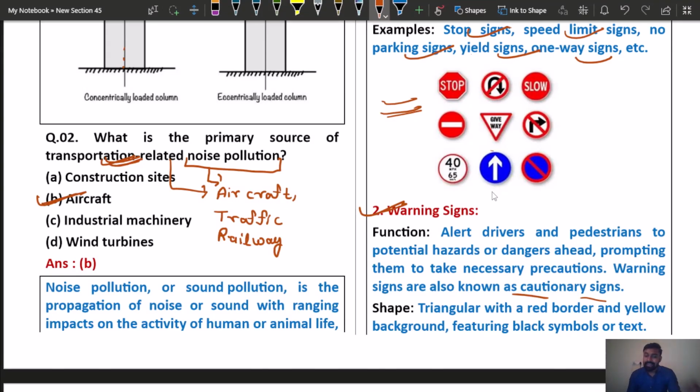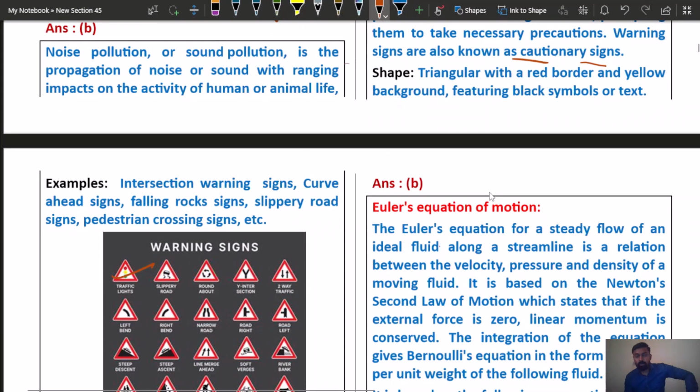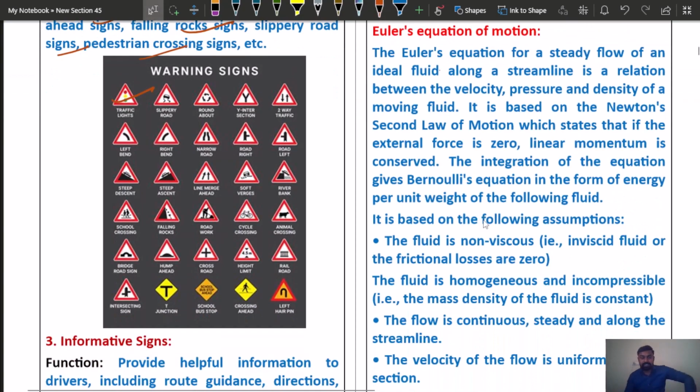Okay, these signs are provided for both drivers and pedestrians to give an idea about the hazardous or dangerous things that are in the way. So this is a most necessary precaution for both driver and pedestrian. If we see the shape of these signs, these are triangles with a red border and yellow background, featuring black symbols or text. Examples are intersection warning signs, curve ahead signs, falling rock signs, slippery road signs, pedestrian crossing signs. Okay, you can see in this picture each and every sign is given.